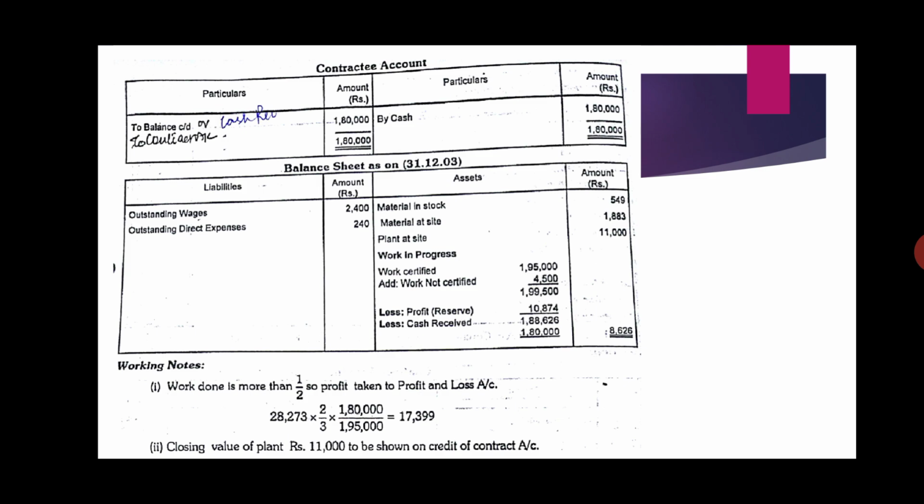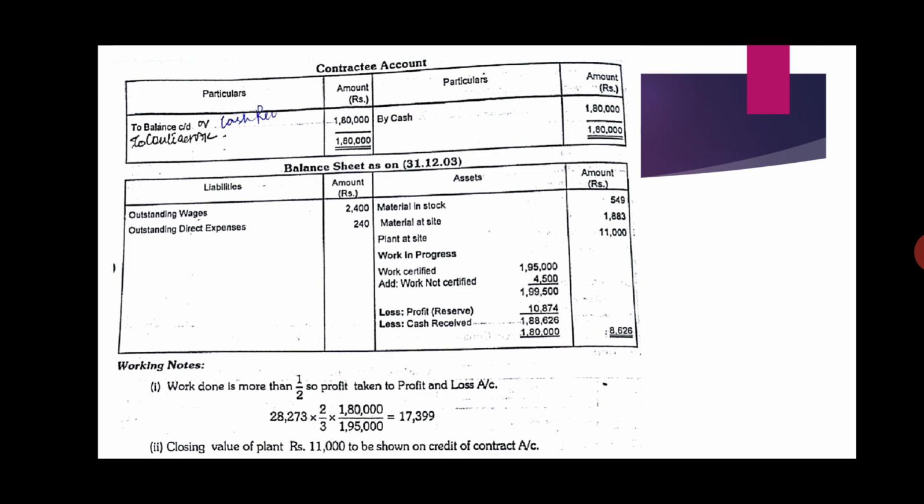On the debit side you have to write, in a way, a balancing figure, like "to balance c/d" or "cash received" or "contract account". It's always better to write either "to balance c/d" or "to contract account" 1,80,000. You have to show only the extract of it. Next is the extract of the balance sheet, which we do not have to match but only have to show the major items from the contract.